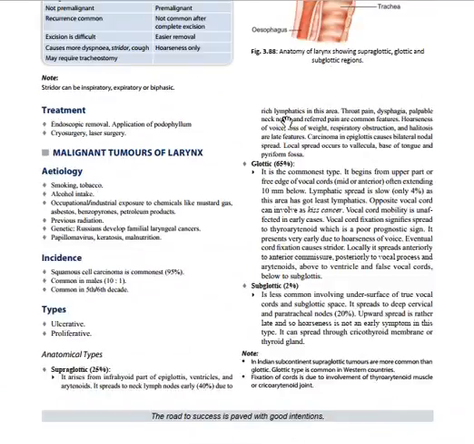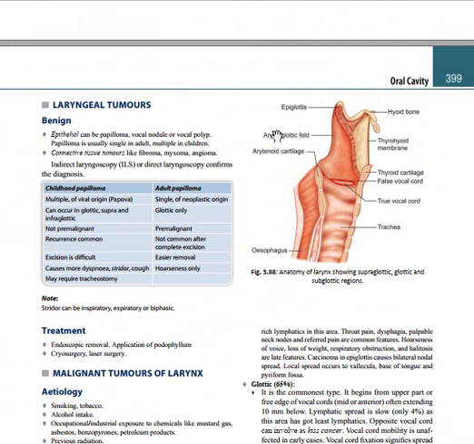Now this is generally the anatomy of the larynx. The larynx is made up of the epiglottis. Here we have the hyoid bone. Here we have the thyroid cartilage. Connecting the thyroid cartilage and the hyoid bone, we have the thyrohyoid membrane. Here is the cricoid cartilage. Connecting the cricoid cartilage and the thyroid, we have the cricothyroid membrane.